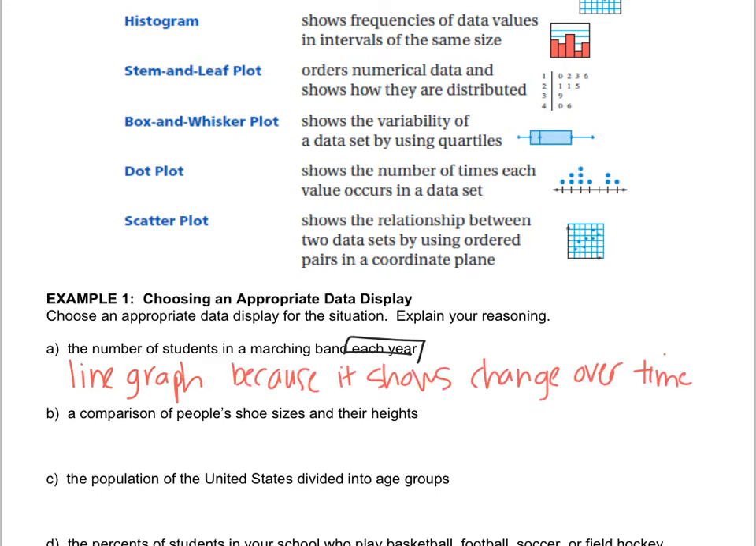All right, let's look at letter B, a comparison of people's shoe sizes and their heights. So this one, we have two things, right? We asked people two questions. What's your shoe size? And what's your height? So since there are two things that we are asking them, this is going to be a scatter plot.